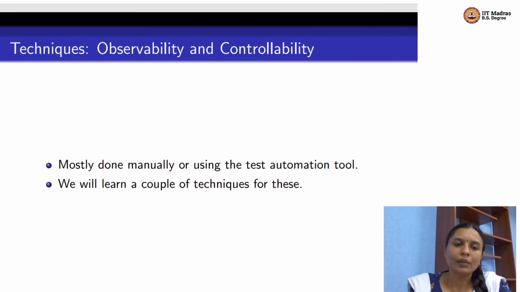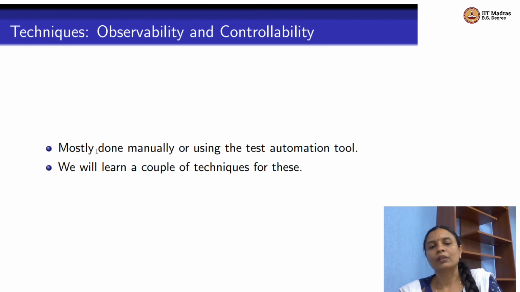So usually people do observability and controllability manually. They work with a test automation tool where I can do my prefix and postfix annotations, as we call it, and get the automation tool to manage these properties of reaching the segment of code to be tested and letting the outputs of that segment of code trickle down as outputs to the software. The test automation tool will provide prefix and postfix annotations for you to be able to do it, or you could do it manually. In this course, we will learn a couple of techniques for this.